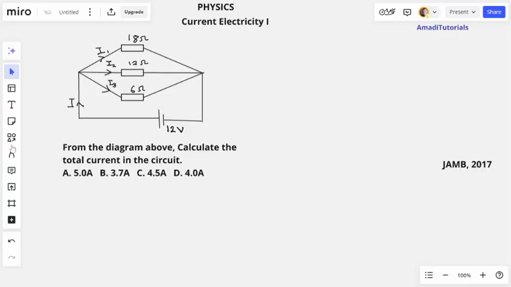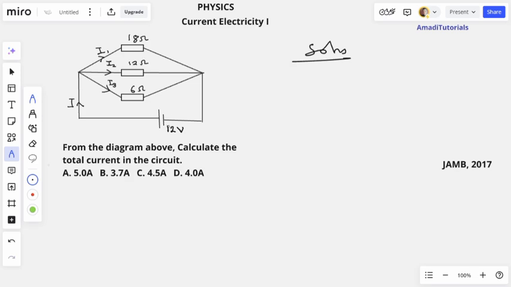Let's take this question. It says, from the diagram above, calculate the total current in the circuit. Calculate the total current in the circuit. So before we calculate the total current, let's analyze the circuit.